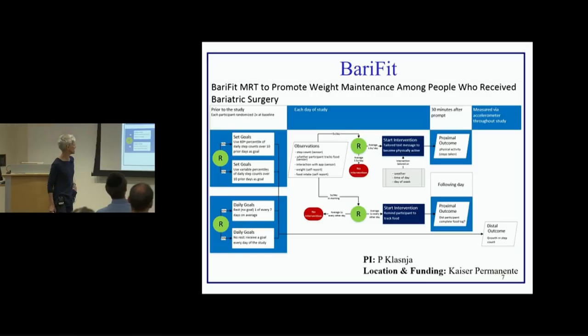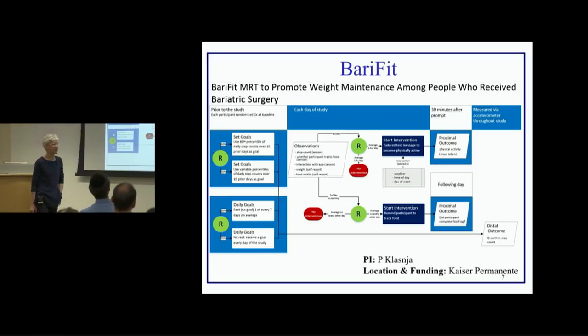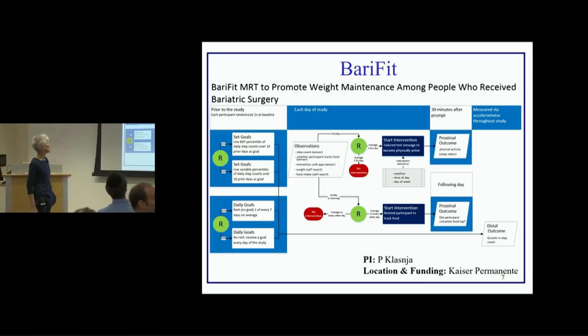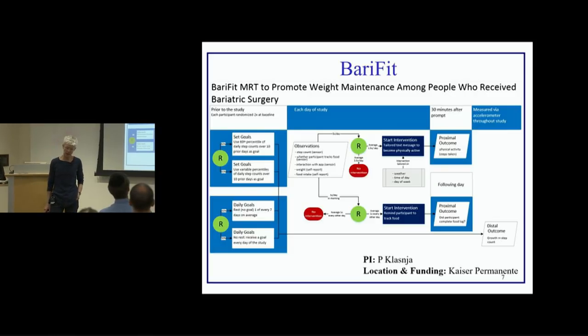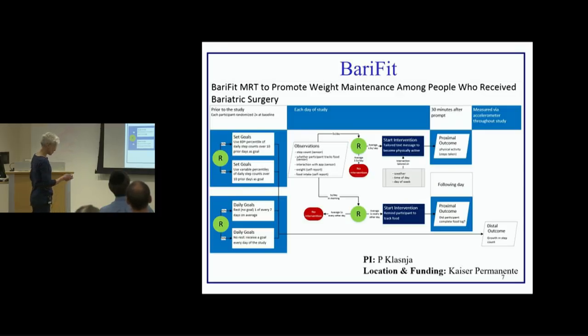So here's a study. This was run by Kaiser in Seattle. This is not a research study. It was run because they have a lot of patients they give bariatric surgery to. And then within a year, they've regained their weight. And this is horrendous, because surgery is not innocuous. So the idea was, how can you provide support to these people so that hopefully they'll be less likely to regain their weight by the end of a year?